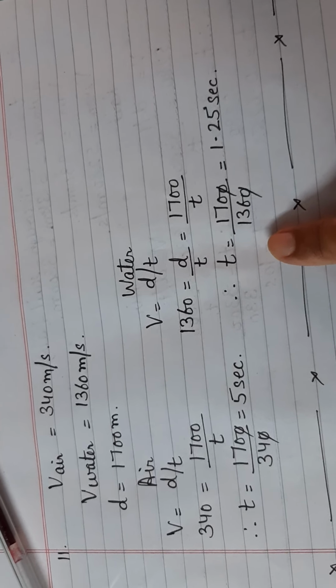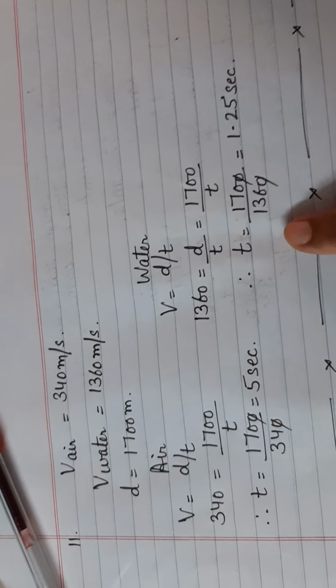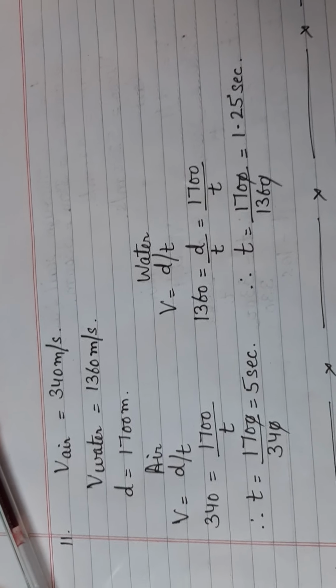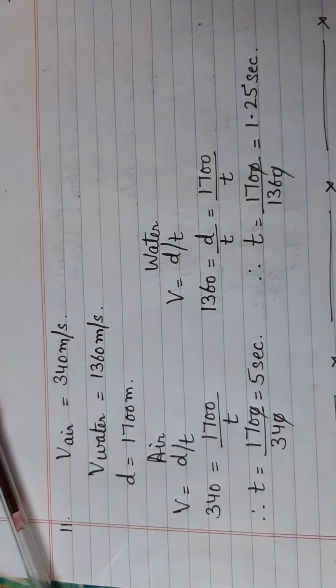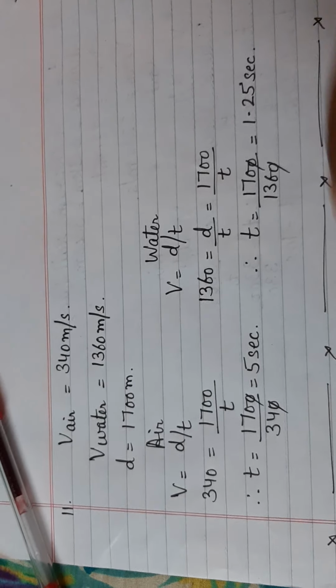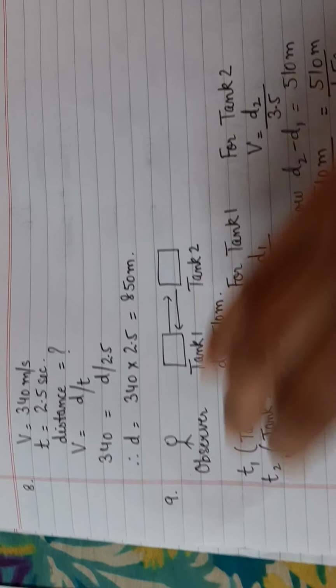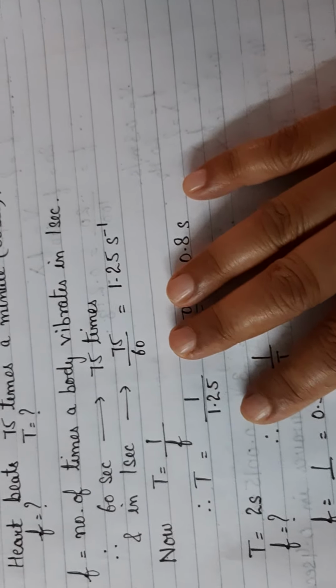So I have covered all the 11 numerical problems of the sound exercise. There is only one exercise of numericals in sound, and you can see, children, it is very easy, with not many formulae used: speed is distance upon time, v is equal to f lambda, and frequency is 1 upon time period and time period is 1 upon frequency.